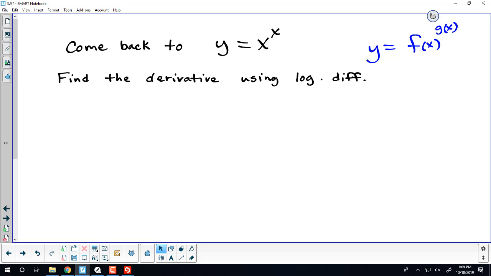X to the X, because e to the ln x. This part is equal to this, or just the x. Just the x to the x. You can rewrite it as e to the x ln x.